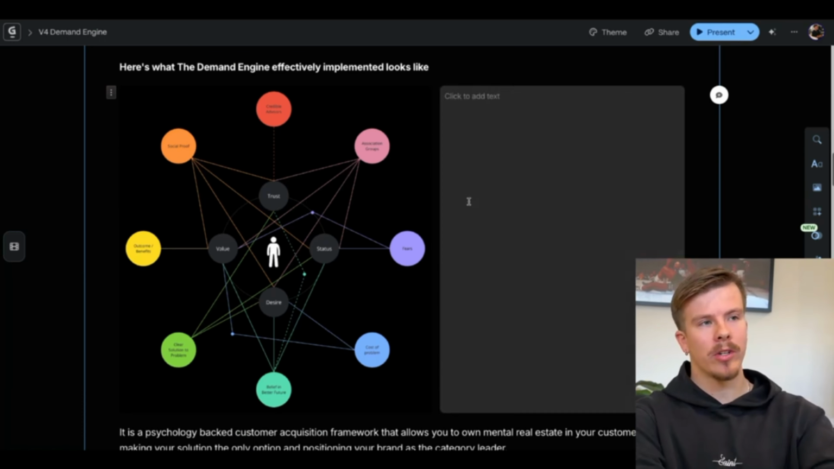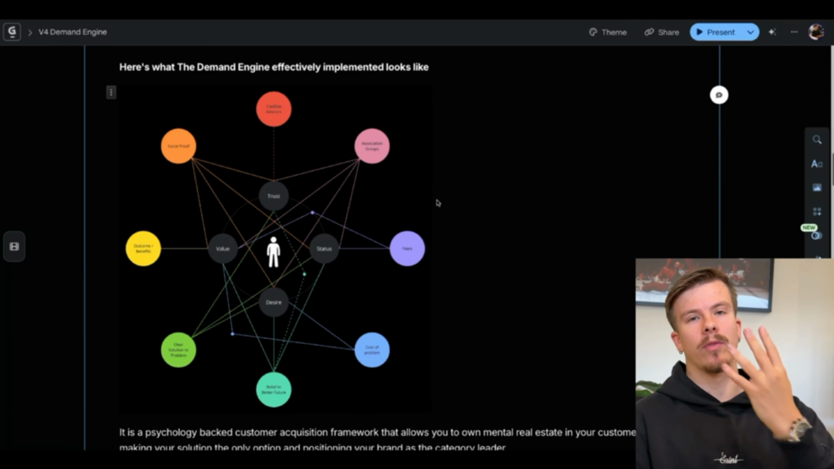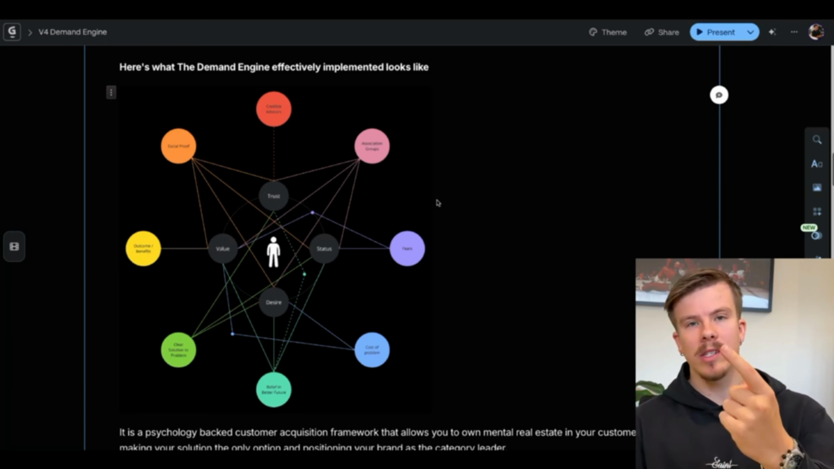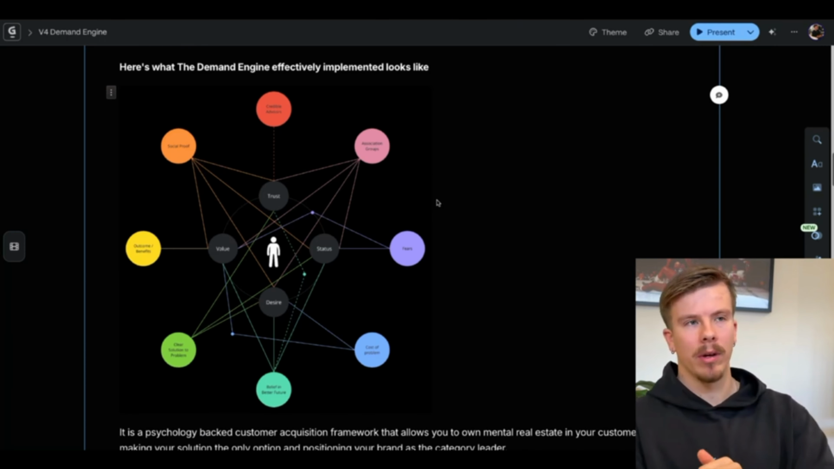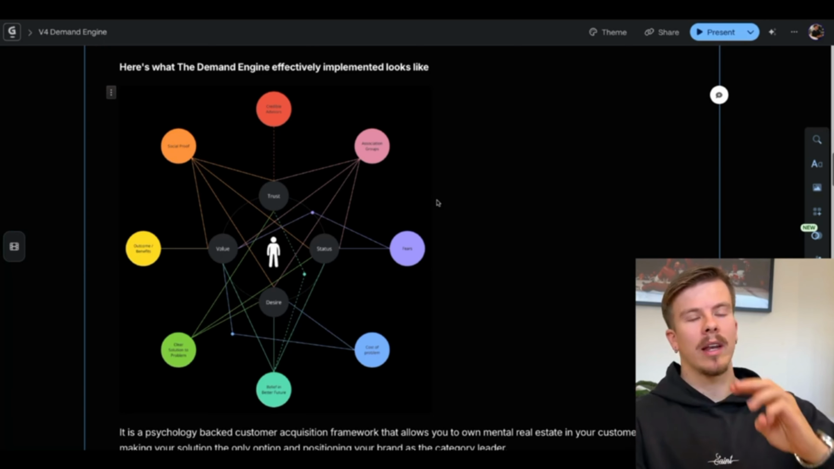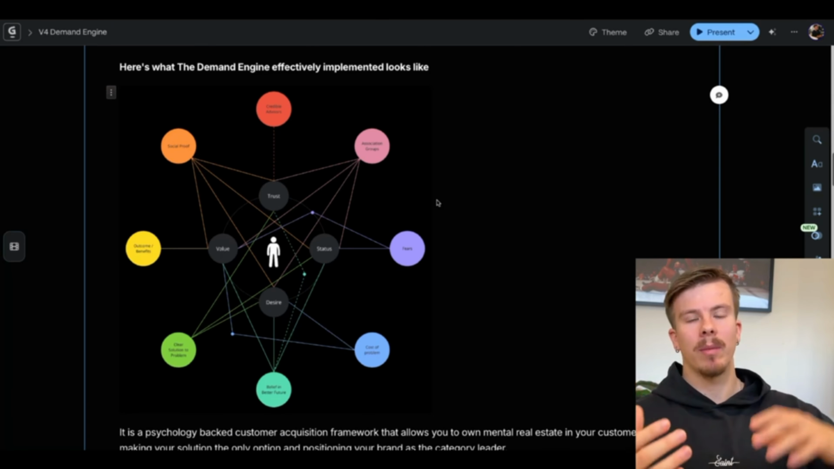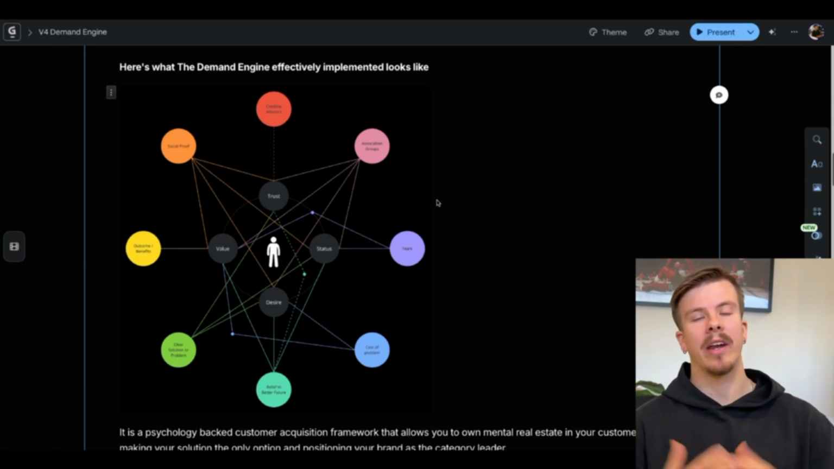So here's a quick visual of what the Demand Engine implemented effectively looks like from a customer lens. You can imagine your customers in the middle, and every single purchase that anyone makes on the internet, including you, requires 4 things. It requires status: there needs to be a status gained through that purchase. Trust: I need to trust you in what you're giving me. There needs to be value exchange: I need to perceive the value of what you're giving me to be higher than the money in my pocket. And there needs to be a desire there. I have to want what you're giving me.